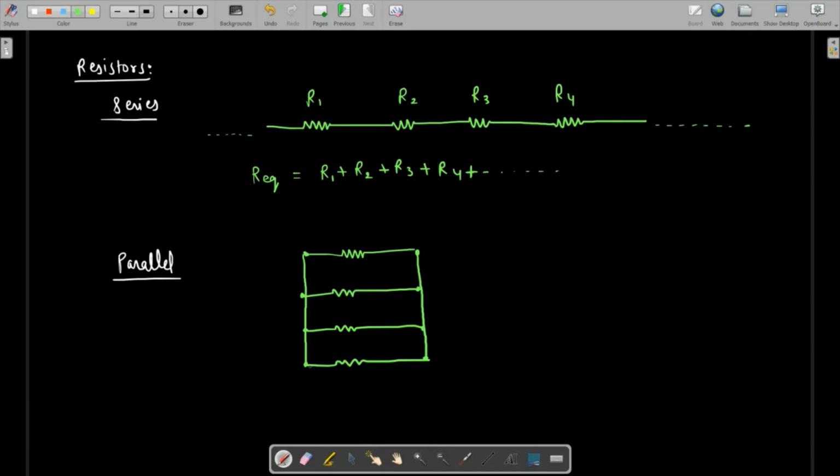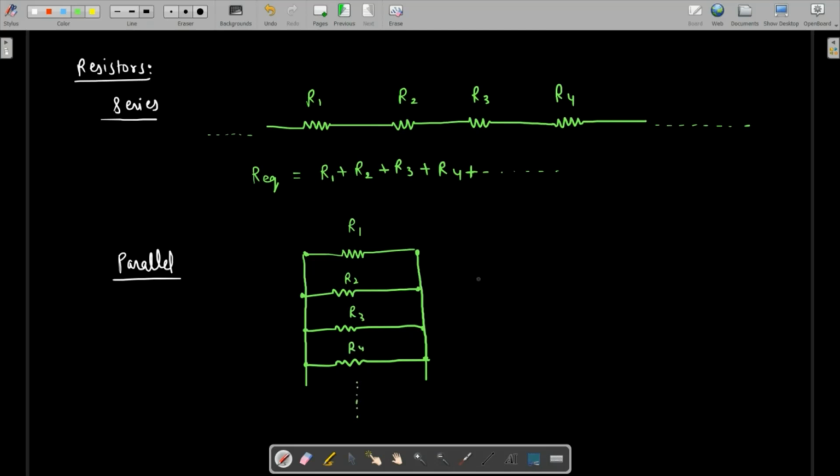And this connection now would be called a parallel connection because all of these are in parallel. It looks like a ladder. All of these connections are in parallel. So let's call individual resistances as R1, R2, R3, R4, and so on.